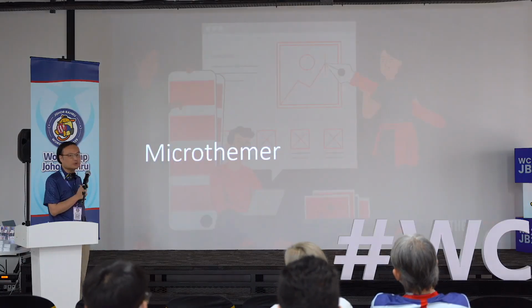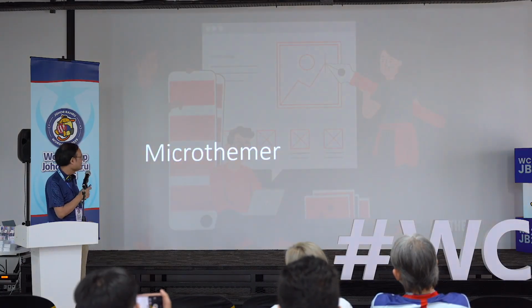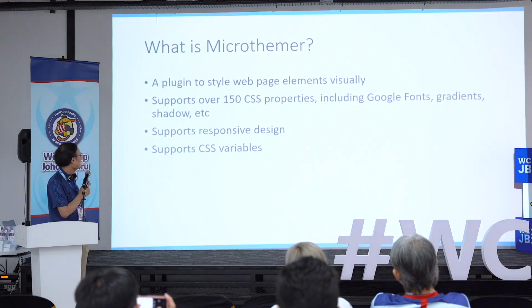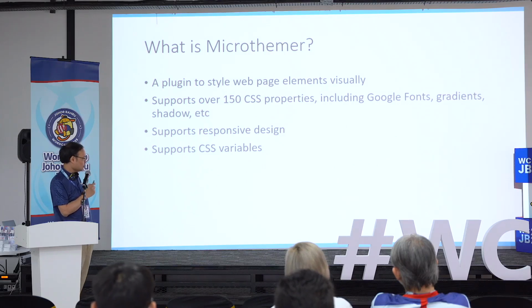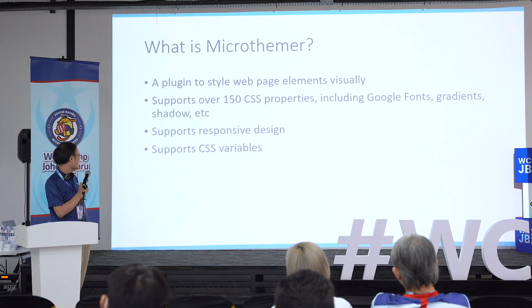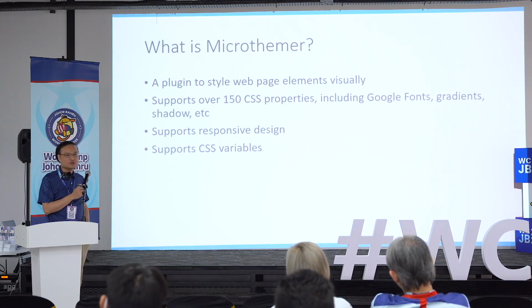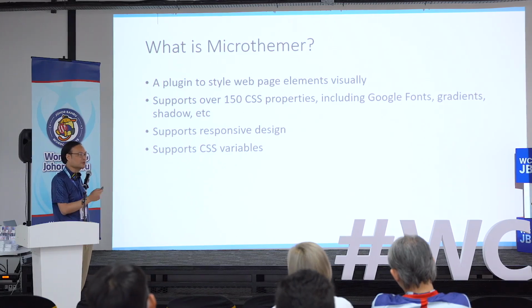All right, now we move on to Microthemer. And what is it? It's a plugin to style web page elements visually. It supports over 150 CSS properties, including Google fonts, gradients, shadows, etc. And it supports responsive design, which is great. And it also supports CSS variables if you are a more advanced programmer.